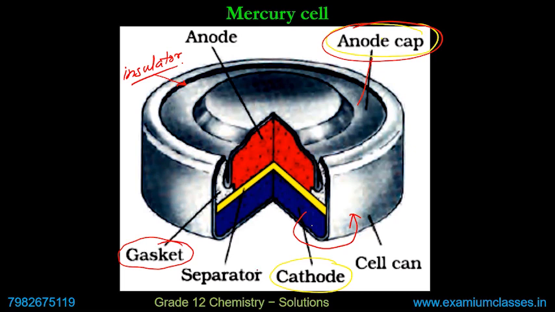So there is a separator also, which separates the anode and cathode inside. There is a gasket also, which separates anode and cathode outside. The metallic parts of anode and cathode are separated by the gasket. Internal anode and cathode are separated by the separator.